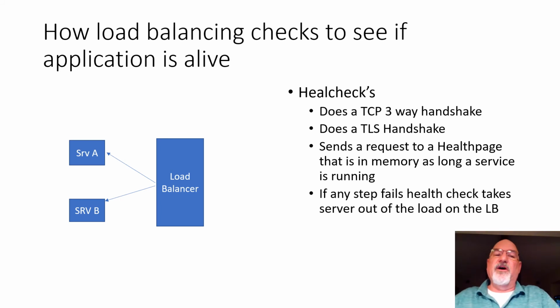If you think about how a load balancer works and the checks that it does, it's doing some sort of health check. Most balancers do a health check. During that health check, if it's set up correctly, if you're really wanting to load balance based on the application being available, it does a TCP three-way handshake. So each health check does a TCP three-way handshake, a TLS handshake, and then it sends a request to the health page that is in memory as long as the service is running.